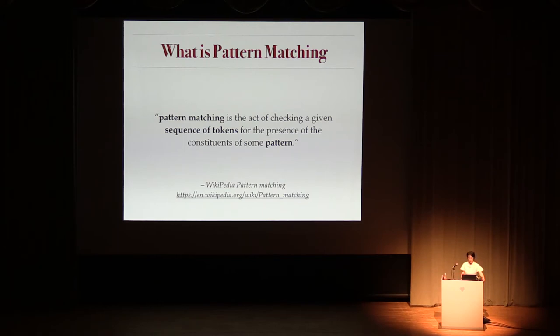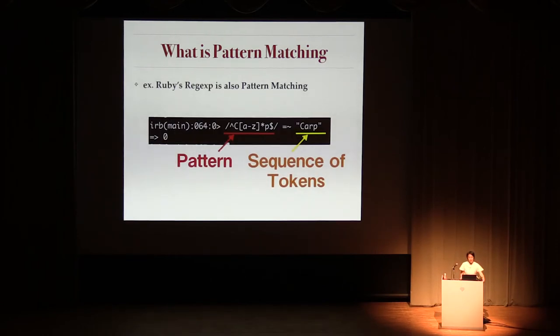Let's see some examples of pattern matching. Ruby already has pattern matching. This is regular expressions. It is a pattern that begins with a capital C and ends with a small p. This is a pattern, and the string cup is a sequence of tokens. And it matches. This is pattern matching in Ruby.